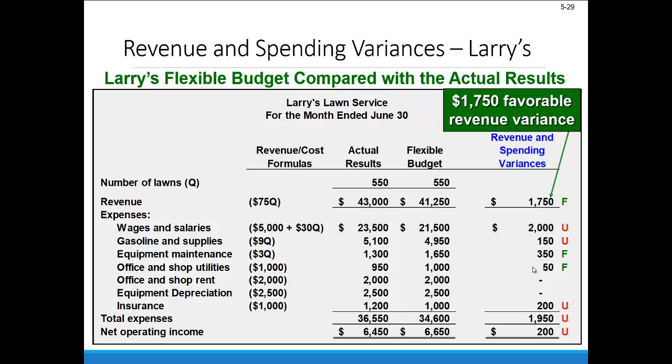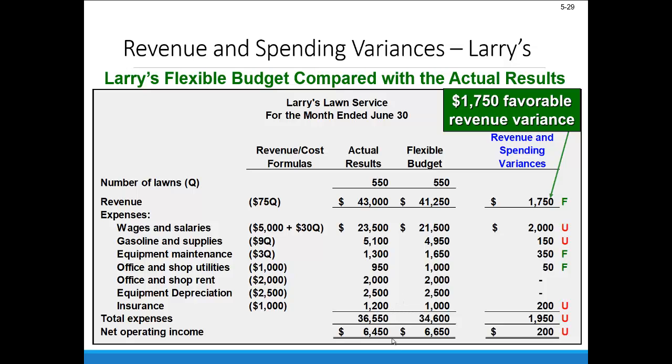So we had a $50 favorable spending variance for utilities. Maybe Duke Power lowered their rate. Yeah, right. Maybe we just remembered to turn the lights off more or something like that. No variance for rent or depreciation. We had spent actually $1,200 on insurance versus the flex budget of $1,000. So there's $200 unfavorable. Insurance companies tend to raise rates on occasion, right? So certainly that could explain the difference there.